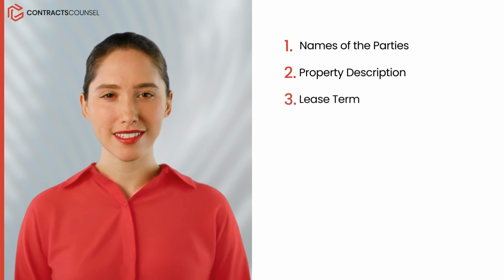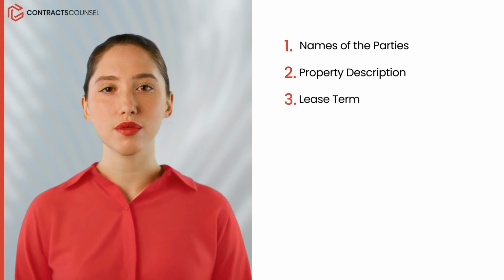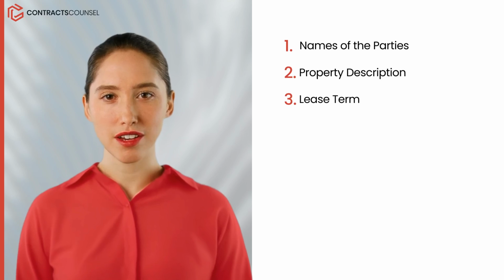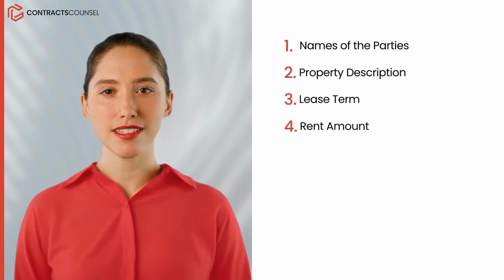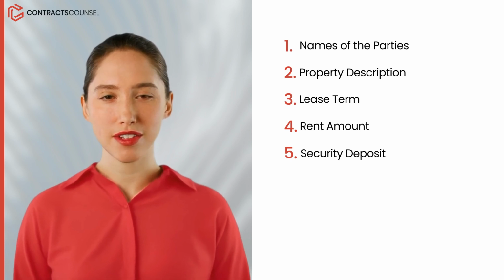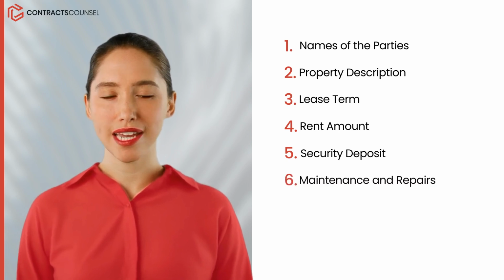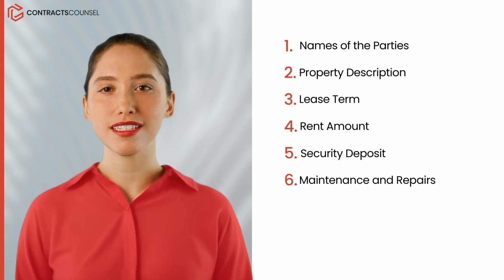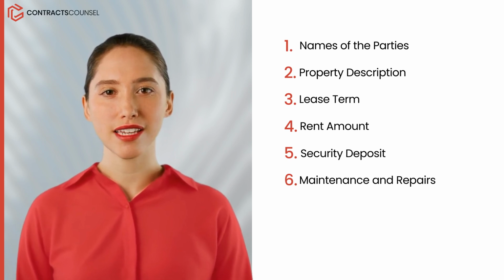3. Lease term. This outlines the duration of the lease, whether it is month-to-month, yearly, or another term. 4. Rent amount. This specifies the rent amount, due dates, and acceptable payment methods. 5. Security deposit. This clause details the amount of the security deposit and conditions for its return. 6. Maintenance and repairs. This outlines the responsibilities for property maintenance and repair between the landlord and tenant.